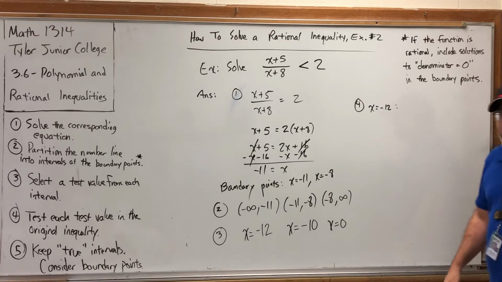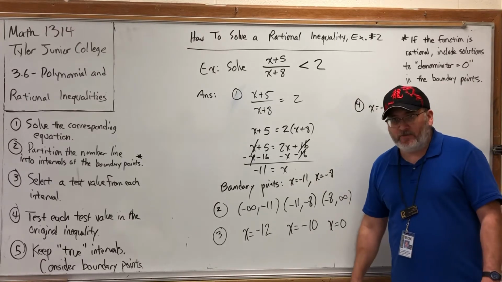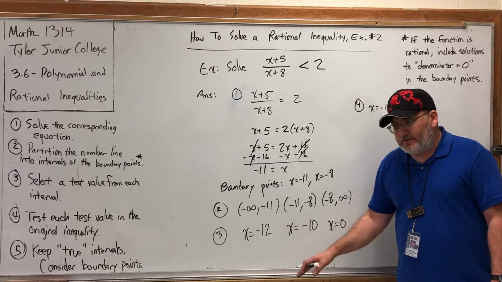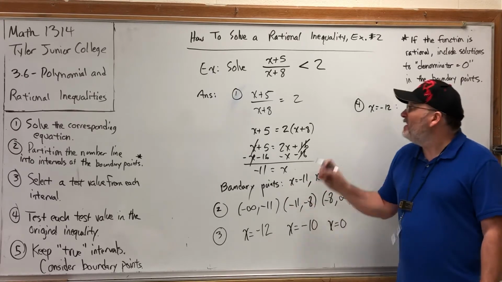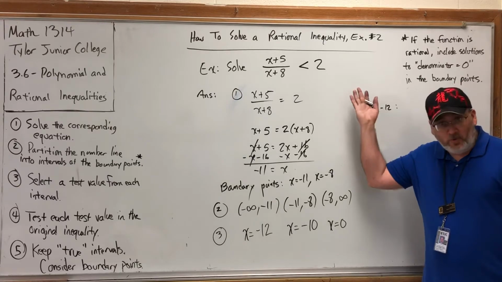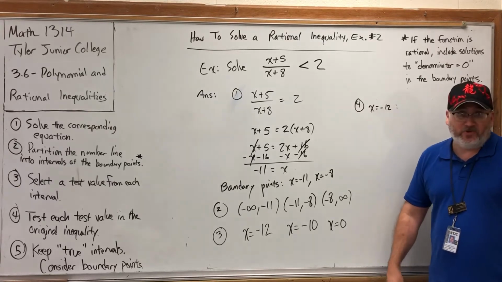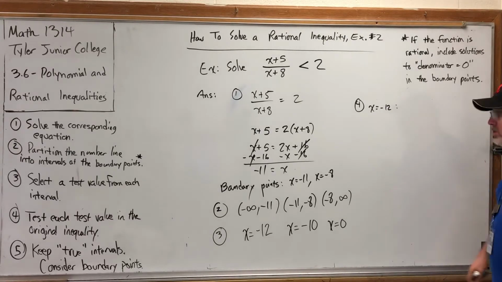At this point, I'm realizing there was a slight advantage to all the stuff I did before I erased. At the end, when we had negative x minus 11 over x plus 8 is less than 0, it's easier to compare to 0 than to 2, because to compare to 0, it's just a question of positive or negative. But I'm going to stick by my guns.